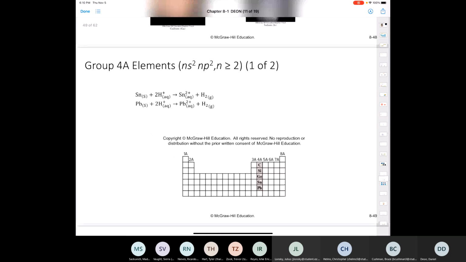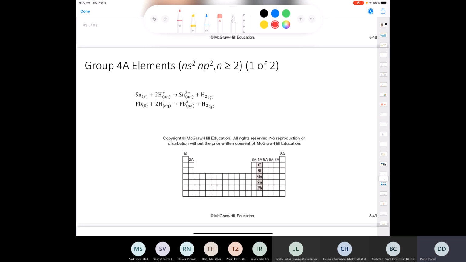These are showing some representative reactions of tin and lead respectively with acids. Remember that acids liberate H+. You should be aware of that. And so both tin and lead can react with acids to give you tin 2 plus and lead 2 plus, plus they liberate hydrogen gas. It's also important to note that carbon in group 4A is a nonmetal. Silicon and germanium are metalloids, whereas tin and lead are metals.